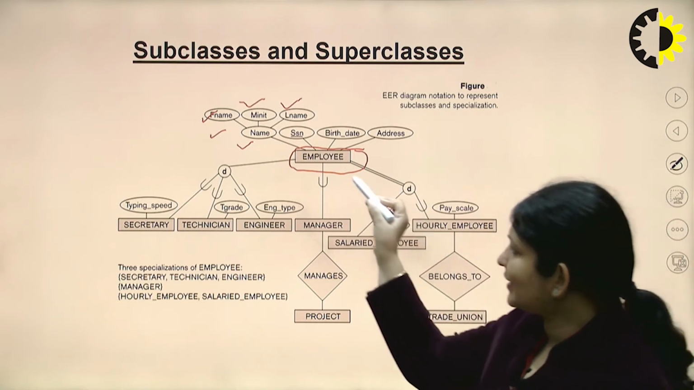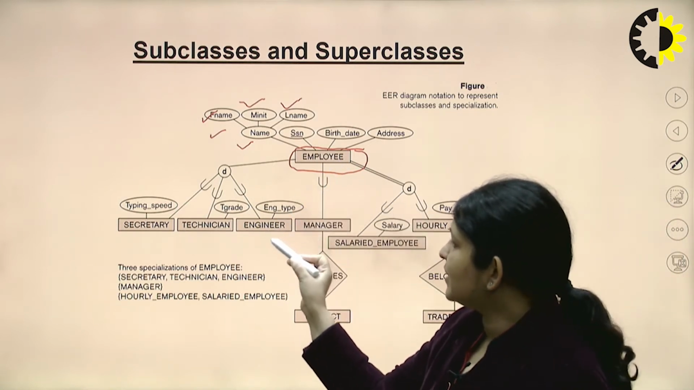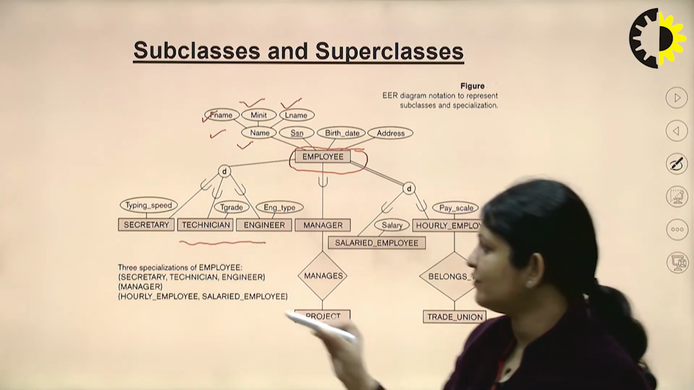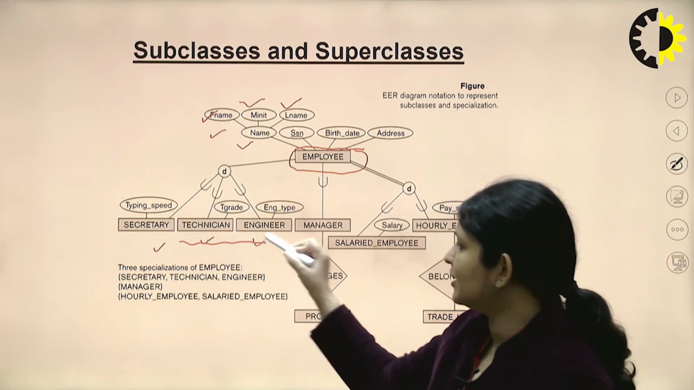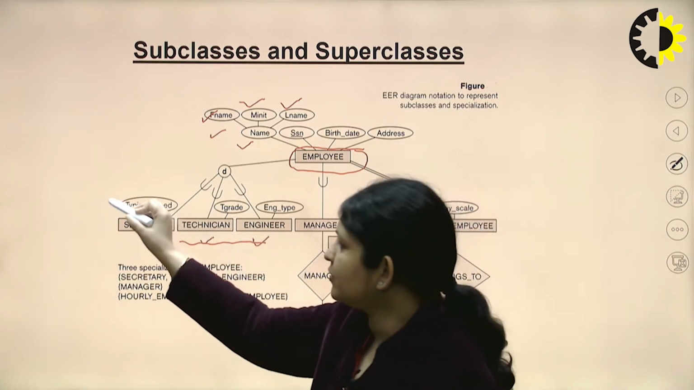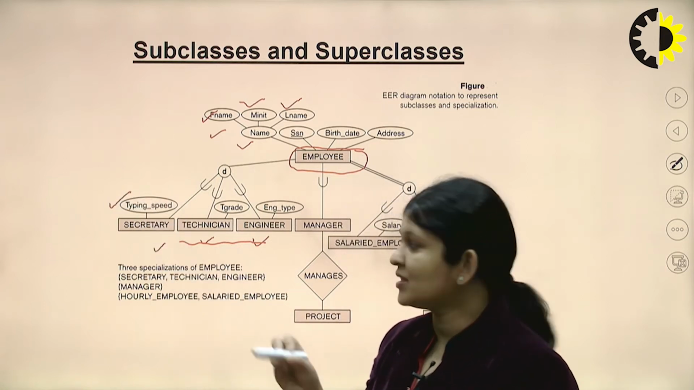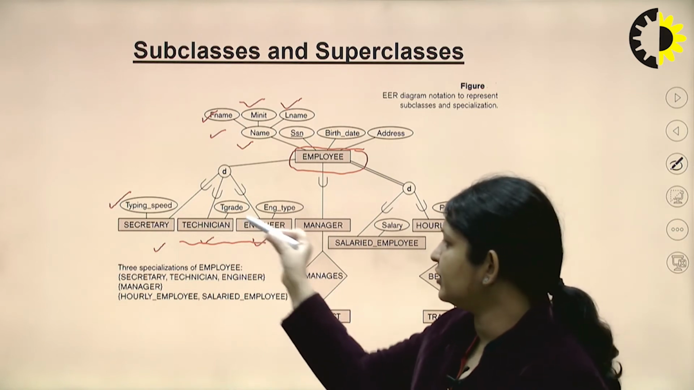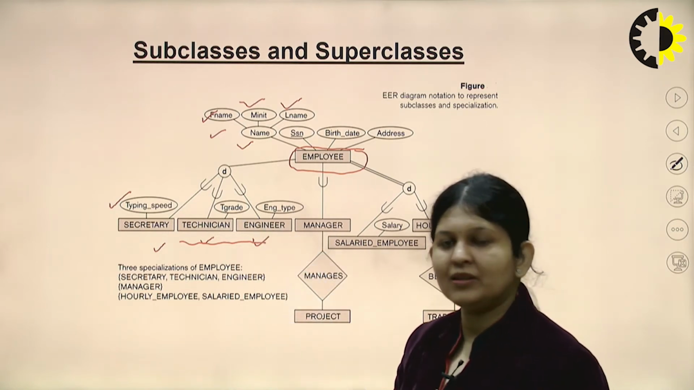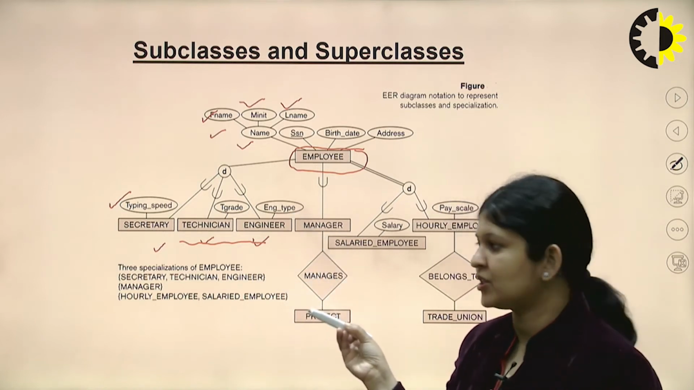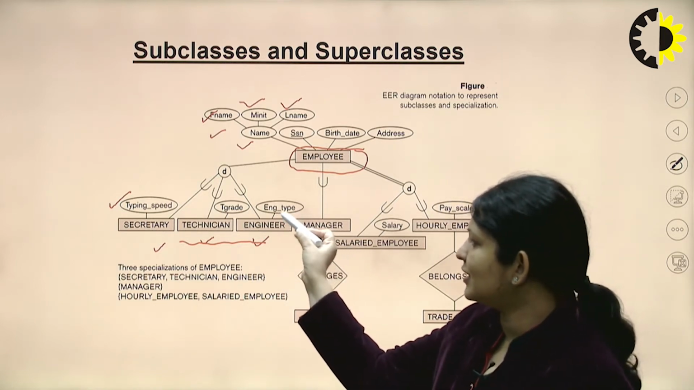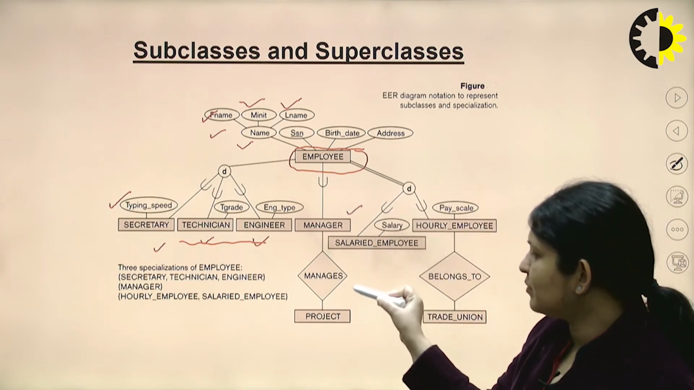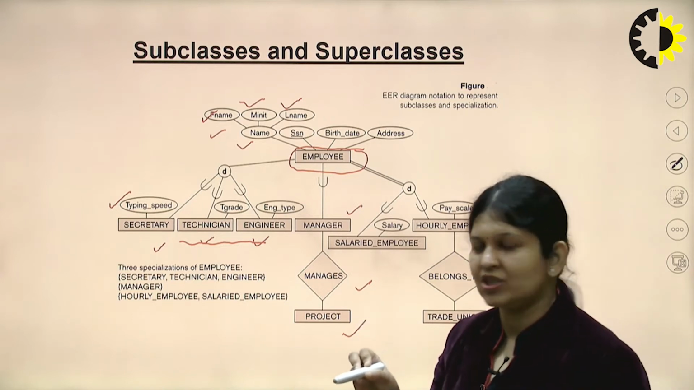Now, we can categorize this employee based upon the type of job. These are the specializations of the employee. So we can have secretary, technician, engineer. They may have their own specialized attributes, such as typing speed. Likewise, technician may have the technician grade. Engineers may have, depending upon the type of engineer, their own specialized attribute, that is the ENG_type. Likewise, employees can be managers, which may be managing the various projects within an organization.